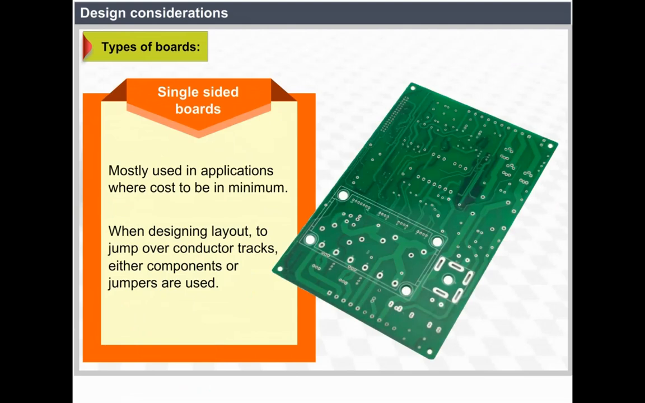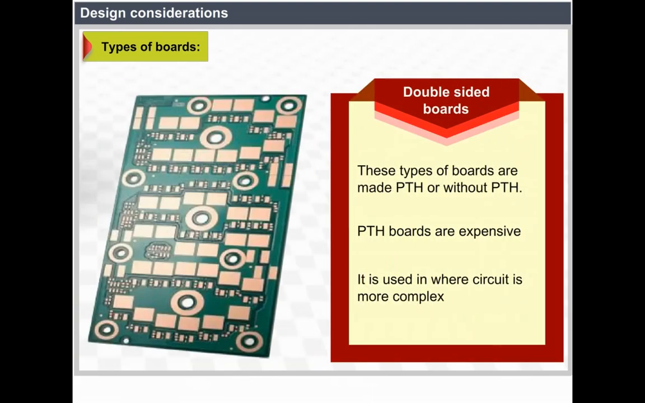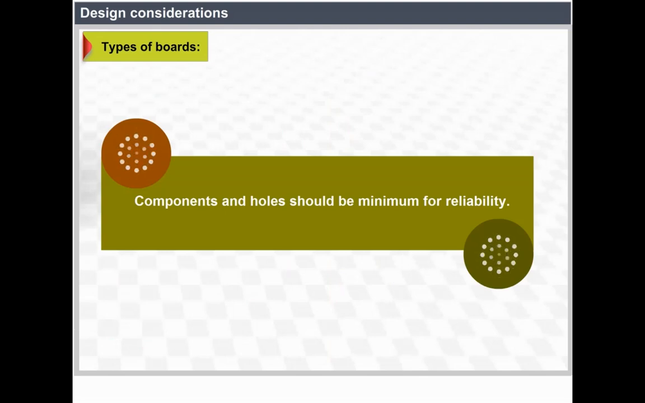Single-sided boards. Mostly used in applications where cost is to be minimum. When designing layouts, to jump over conductor tracks, either components or jumpers are used. Double-sided boards. These types of boards are made with PTH or without PTH. PTH boards are expensive. It is used in circuits which are complex. Components and holes should be minimum for reliability.